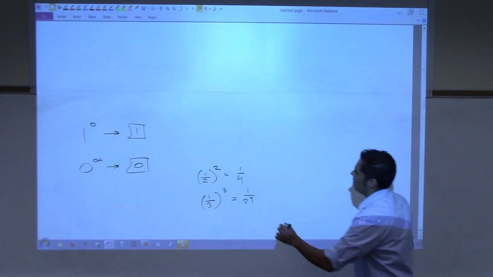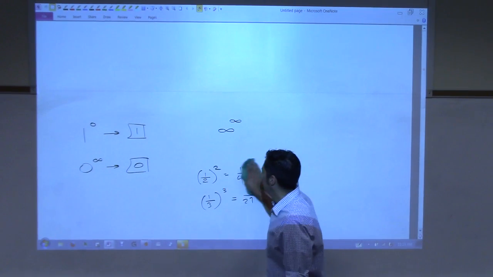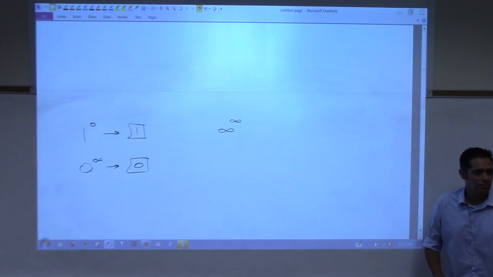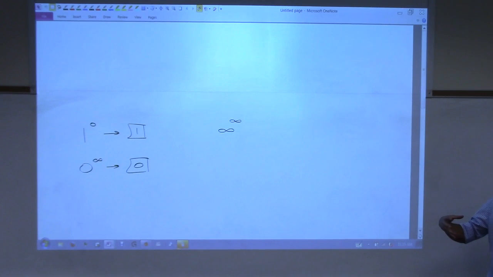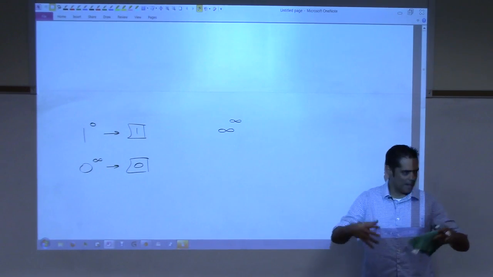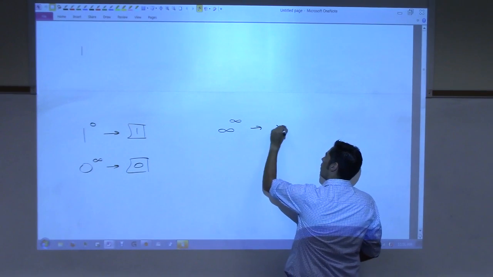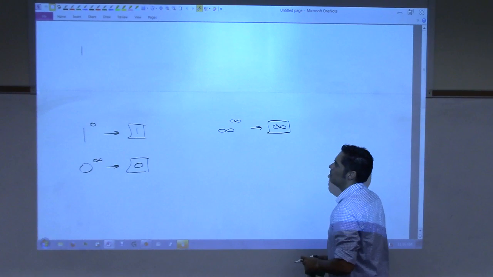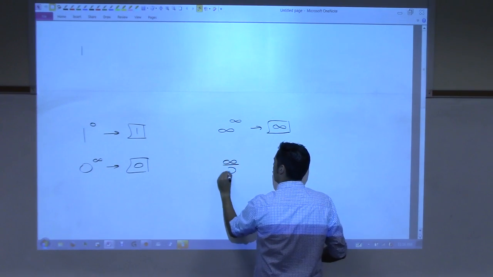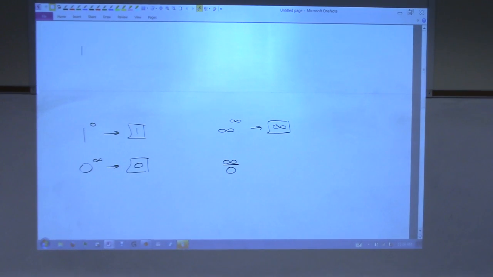What else? Something like this. Infinity to the infinity. That would not be an indeterminate form. Base wants to get big. The exponent's going to keep multiplying it times itself. It's going to get bigger and bigger and bigger. That's going to be infinite. Something else. 0 to the infinity. 0 over infinity. That is not indeterminate.